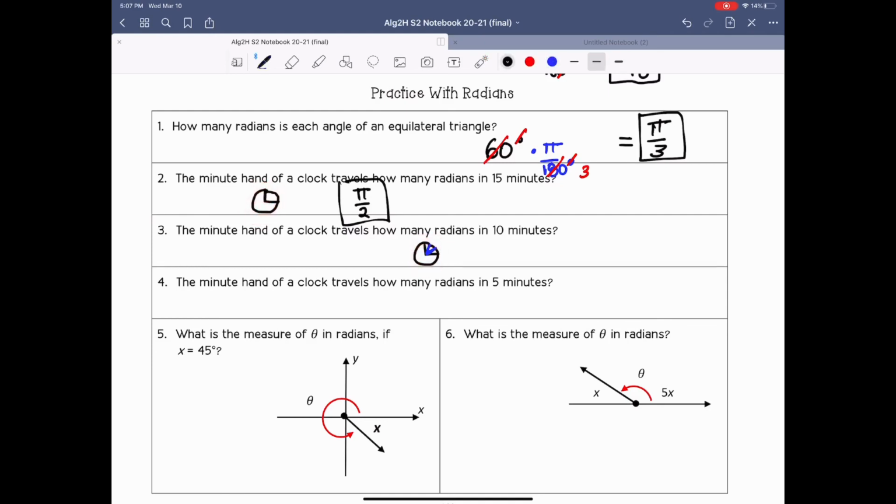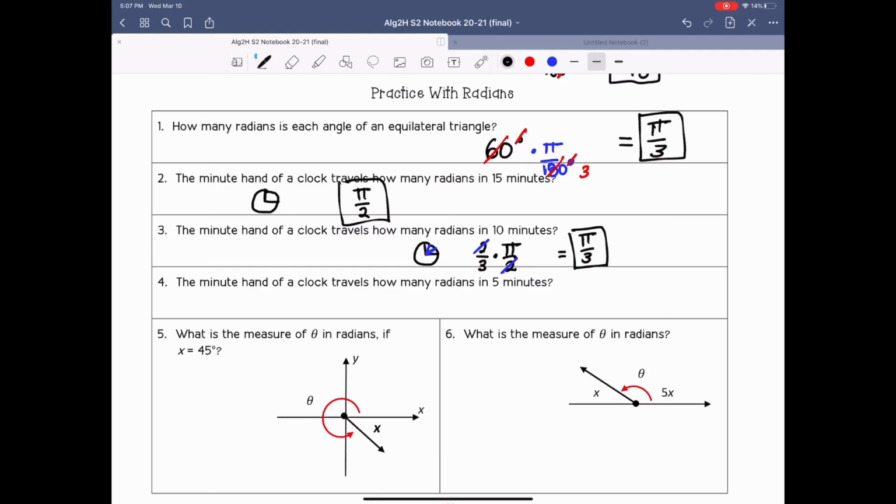So what I can do is I could just take 2/3 times pi over 2, all right? And the 2's are going to cancel. And I'm just left with pi over 3. So 10 minutes is going to be represented by pi over 3 radians. Same thing with the 5 minutes. We're just going to do 1/3 instead.